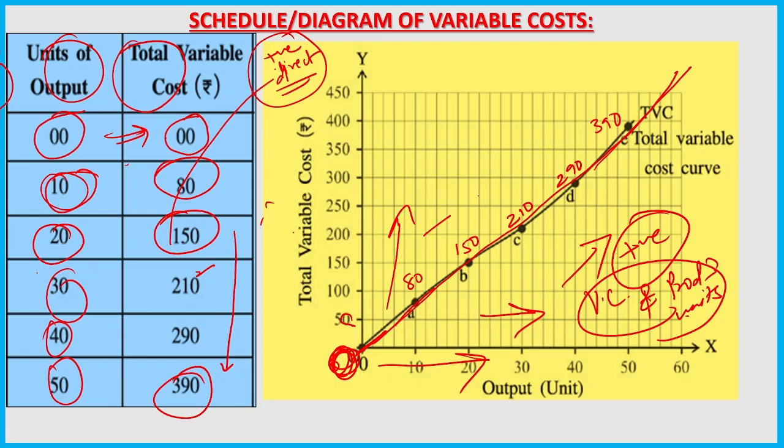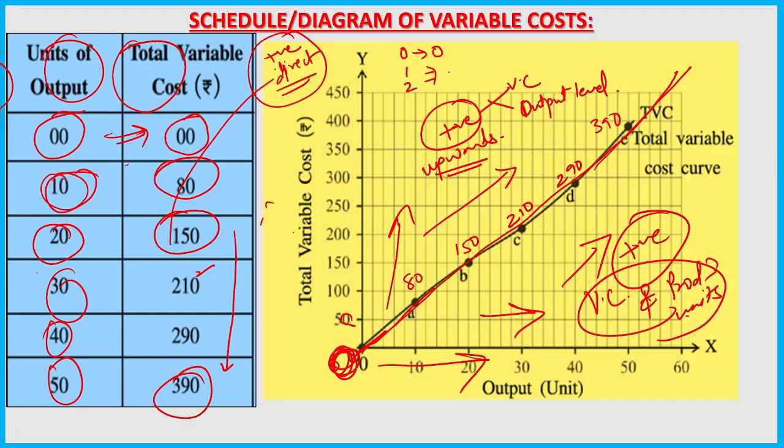You can see over here, the graph moves upwards from left to right, going upwards in a positive way. So there is a positive relationship between variable cost and level of output. If production is zero, output is zero, then variable cost will be zero. If production increases from 1 to 2, variable cost will increase from 10 to 20, and so on and so forth. Understood this much?